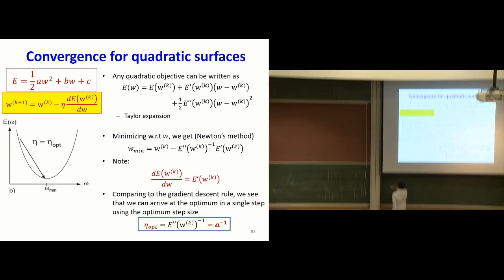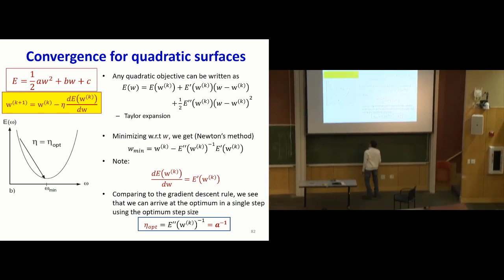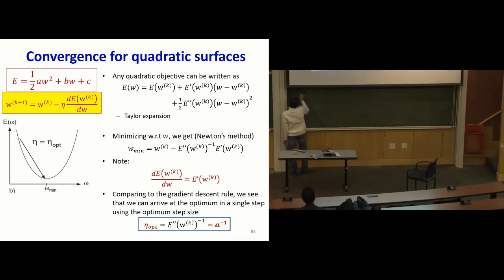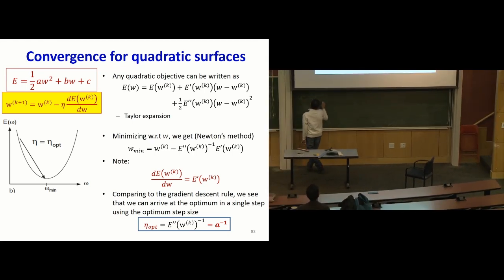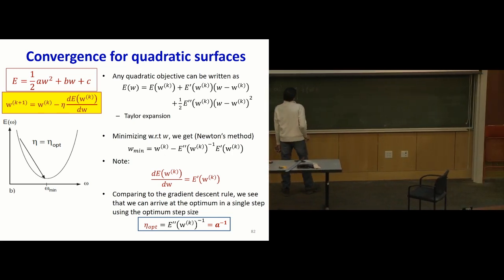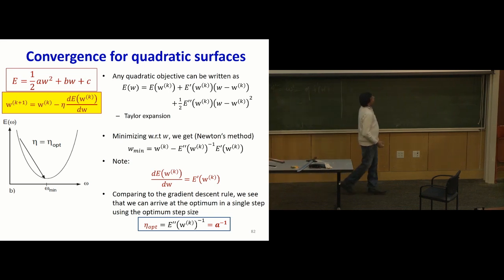So observe, remember that the update rule we are going to use is wk plus 1 equals wk minus eta times f prime of wk, right? Now, let's take the function up here, and I know the function is convex, so if I just take a derivative and set it to 0, I should find the location of the minimum. So let's take the derivative with respect to w. I should call this e prime, let's say, because I'm calling it e, right?